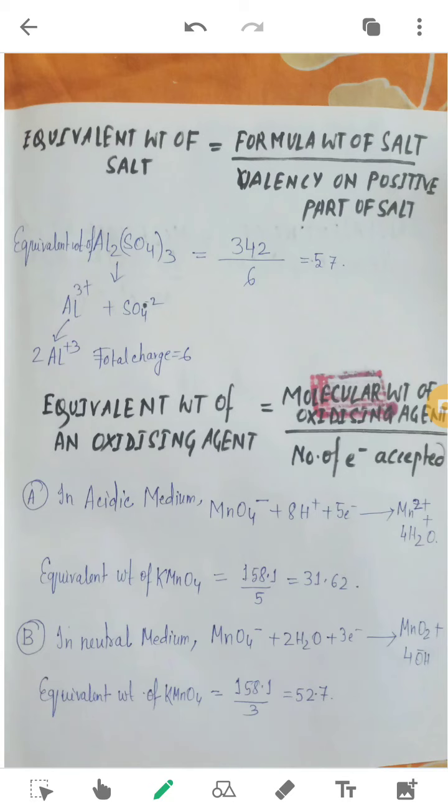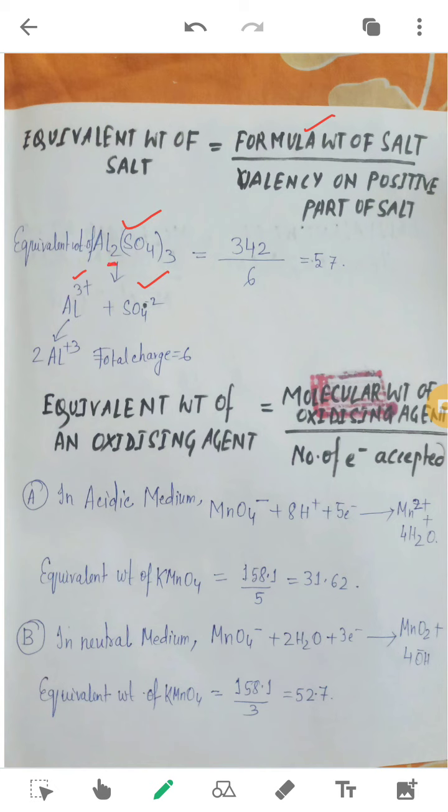Okay, now if we want to find out the equivalent weight of a salt, how do we do it? We take formula weight for the salts, not the molecular weight. Formula weight of the salt divided by the valency on the positive part of the salt. For example, you take aluminium sulfate, Al2(SO4)3. So per molecule what we can see, it dissociates as Al3 plus and SO4 minus 2. These are the ions. This is a cation and this is the anion. But how many numbers are there? We can see here 2, right?